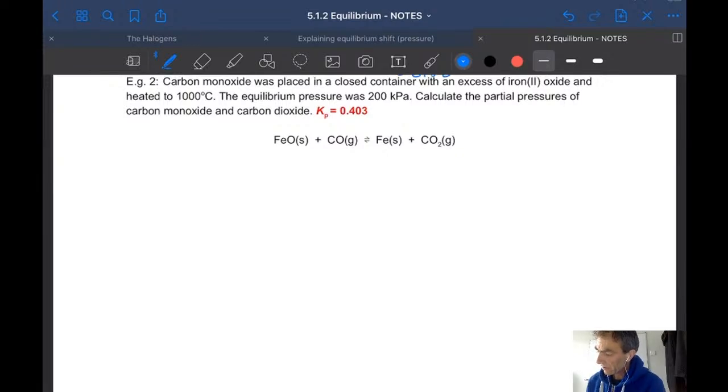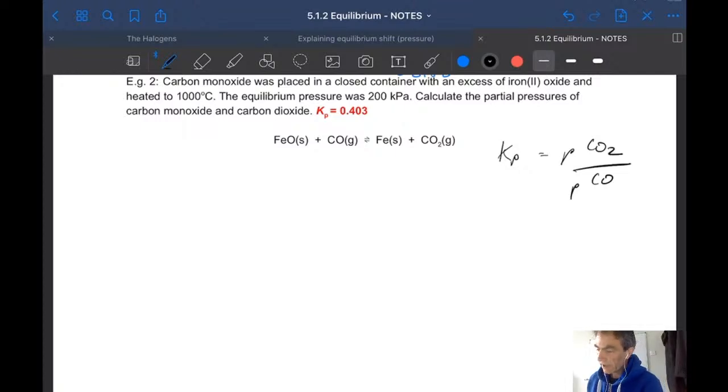So carbon monoxide is placed into a closed container with an excess of iron(II) oxide and heated to 1000 degrees C. The equilibrium pressure was 200 kilopascals. Calculate the partial pressures of the carbon monoxide and carbon dioxide. And in red there, your Kp value is 0.403. So first thing you should do is write the Kp expression. So that's the partial pressure of the CO2, remember, we're only bothered with the gases, divided by the partial pressure of the carbon monoxide.